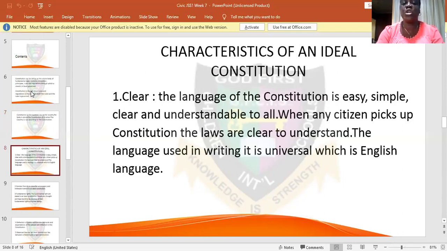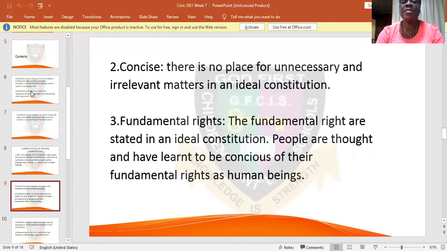The ideal constitution comprises the following characteristics. Number one, clarity. It must be clear. The language that is used to write the constitution should be clear and known to all and sundry, such as a universal language like the English language. Not only that, when it is picked up, anybody that reads it must be able to understand it without any interpretation. Then it must go straight to the point, concise. There is no place for talking about unnecessary or irrelevant matters in it.